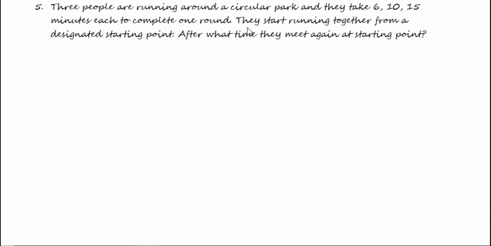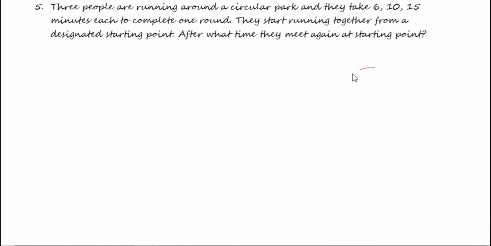Fifth problem. 3 people are running around a circular park and they take 6, 10 and 15 minutes each to complete one round. First one takes 6 minutes, second one takes 10 minutes, last one takes 15 minutes. They start running together from a designated starting point. After what time do they meet again at the starting point? Here also we need to find out whether it is LCM or HCF.